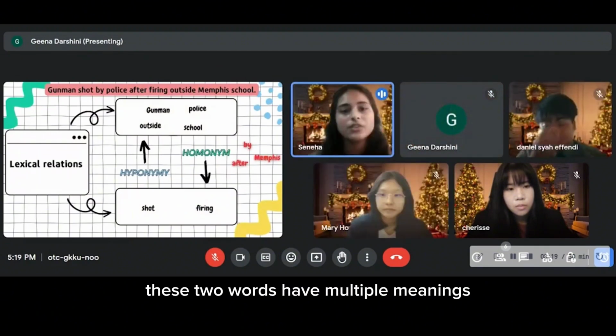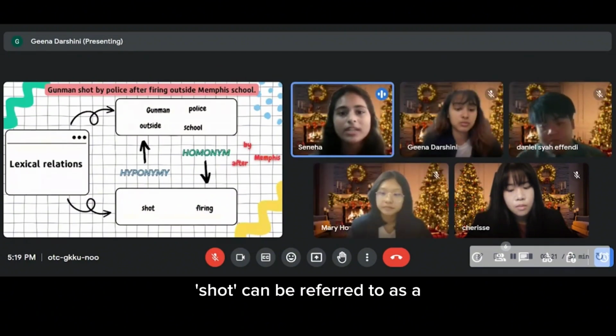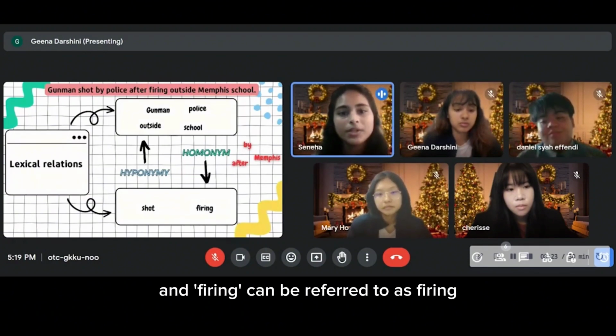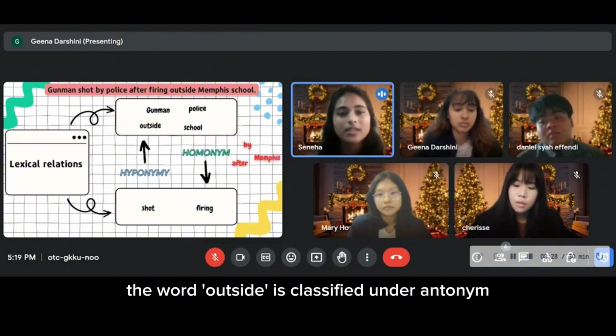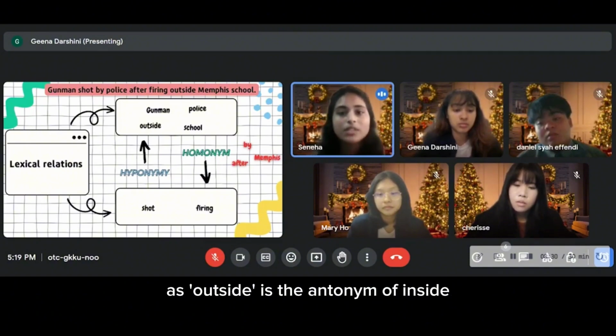In general, homonyms are shot and firing. These two words have multiple meanings. Shot can be referred to as a photograph taken with a camera, and firing can be referred to as firing a person from work. The word outside is classified under antonym, as outside is the antonym of inside.